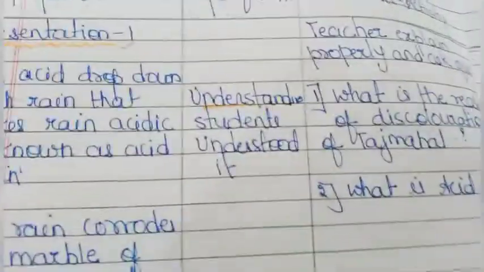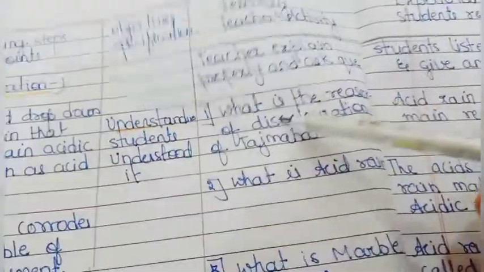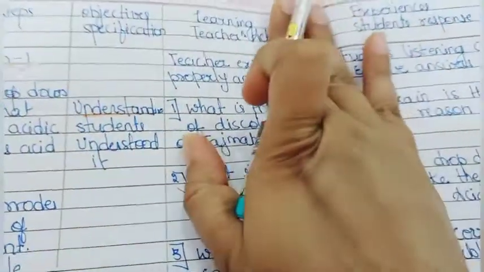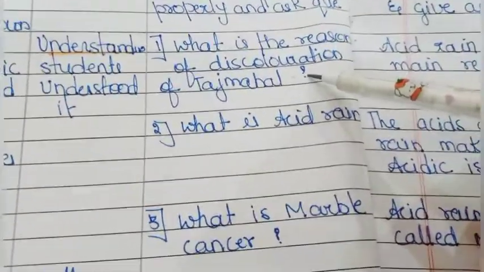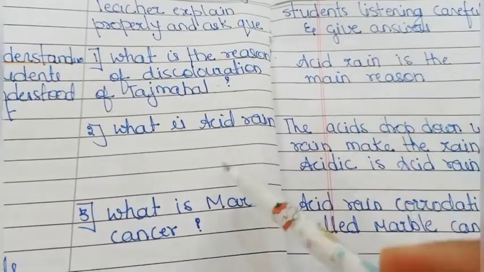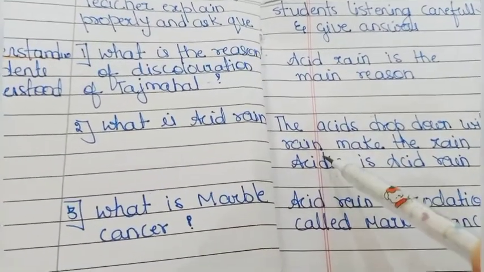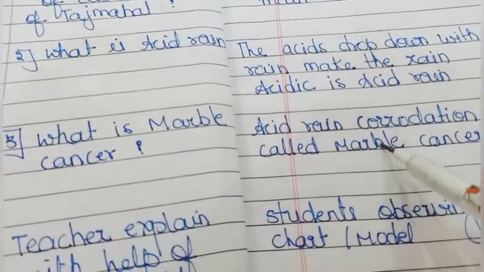Now let's turn the page and here you can see presentation 1. You can see all the content. Okay. Now after explaining them properly, we also have to ask questions related to that. Here you can see what is the reason for discoloration of Taj Mahal, and here are the expected answers. What is acid rain? Here is the answer that we expect from students. What is marble cancer? Here you can see the answer.